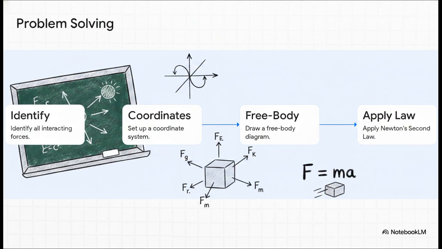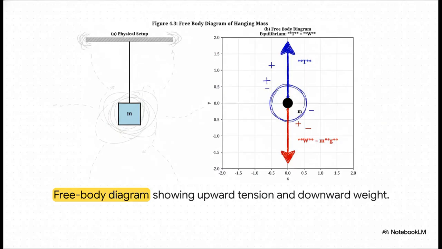Step 1, identify all the interacting forces. Step 2, set up a smart coordinate system. Step 3, draw a free body diagram to isolate the object. And step 4, apply Newton's second law. That is, set the sum of your forces equal to mass times acceleration. F equals ma. By isolating an object in a simple free body diagram, it becomes completely intuitive.